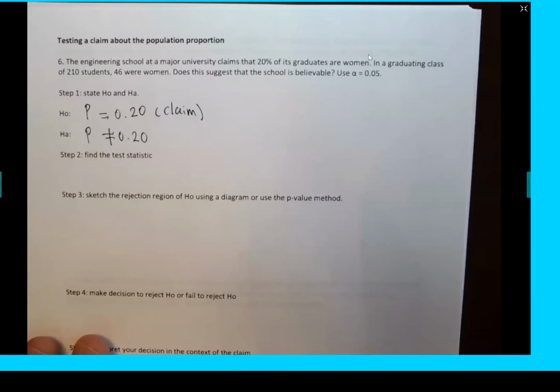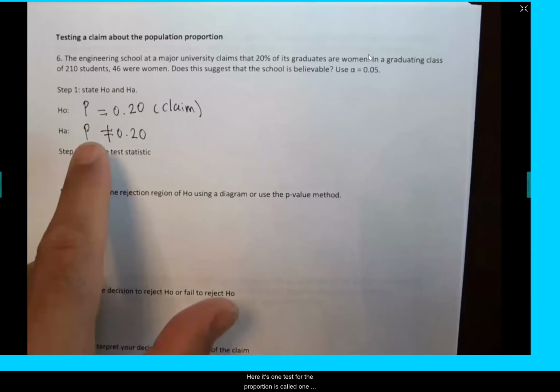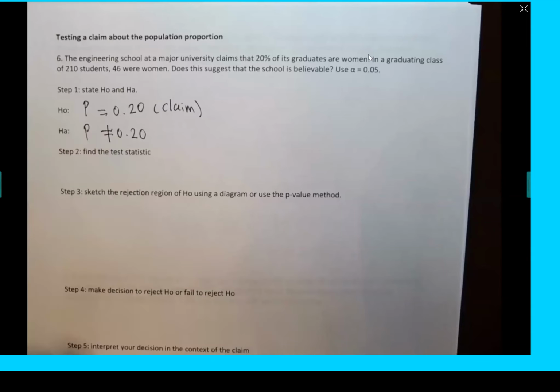All right. Let's walk through this and show you how to run the test. This is new, guys. We haven't done it yet because we're testing the proportion. When you test the mean, you have two tests, either a z-test or a t-test. We use z when sigma is known. We use t when sigma is not known. Here, it's one test for the proportion. It's called the one proportion z-test. You're not going to miss it, guys.